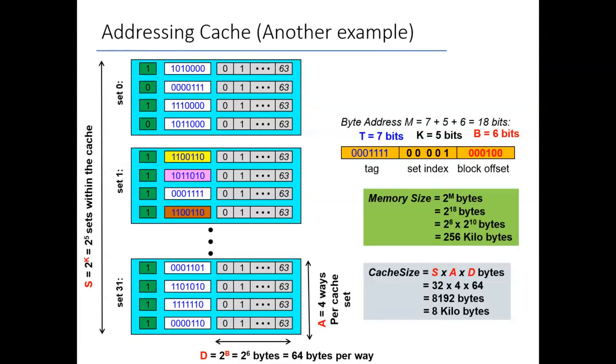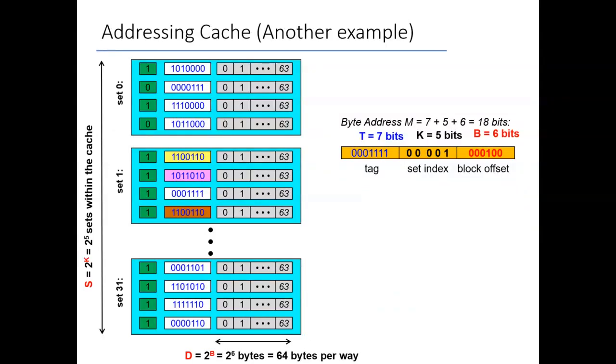And what is now the memory size? Please remember, now the memory size is equal to 2 to the power M. This is 2 to the power 18. This is 256 kilobytes. And now the cache size is smaller than the memory size. Got it or not got it? So the cache size is smaller.